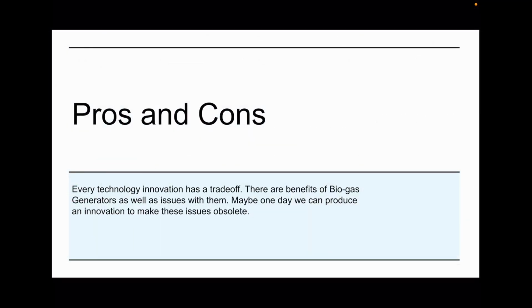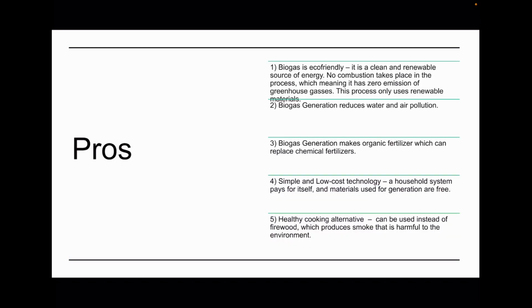Now, there are many pros and cons that come with the technology of biogas and biogas generators. The pros are biogas is eco-friendly, as there's no combustion, it's zero emissions, and it only uses renewable materials. Biogas reduces water and air pollution. As it's zero emissions, there's no pollutants that are going in the air. Biogas generators make organic fertilizer, which can replace chemical fertilizers, which is a bonus in itself. It's simple and low cost.